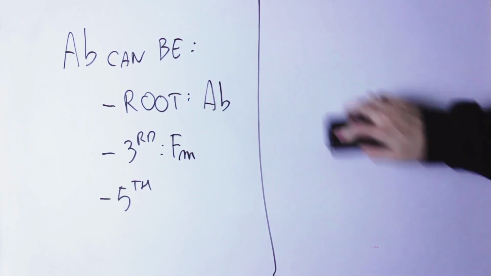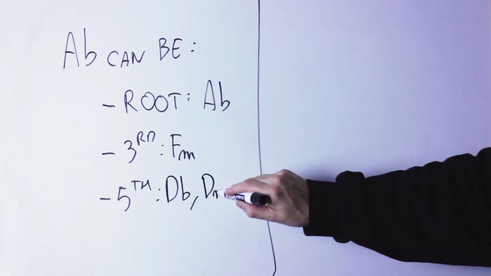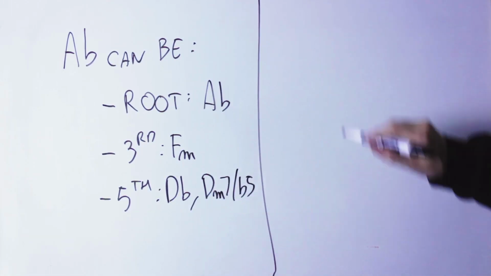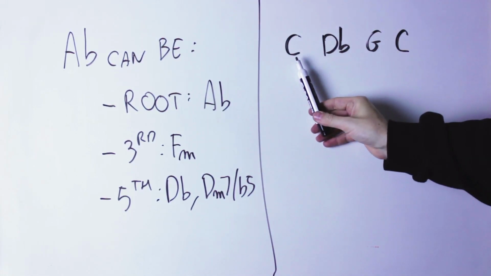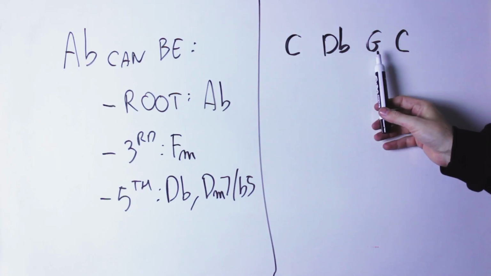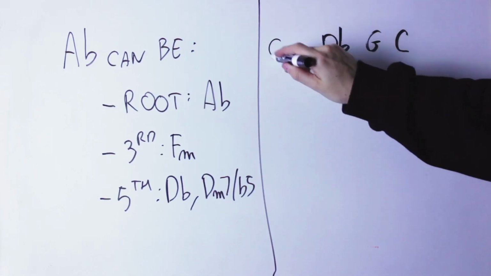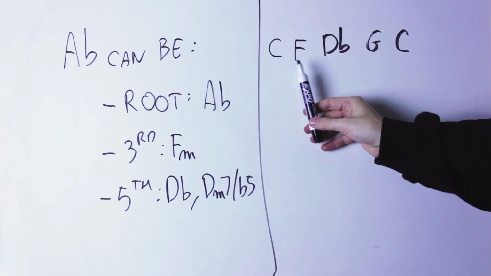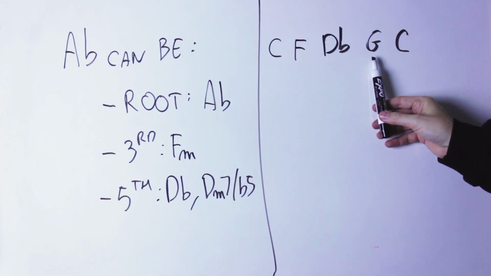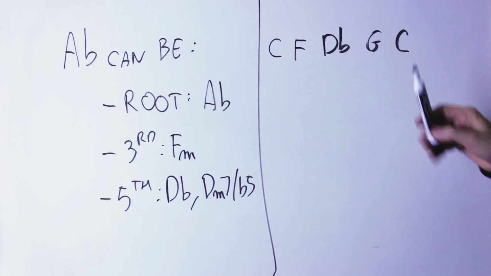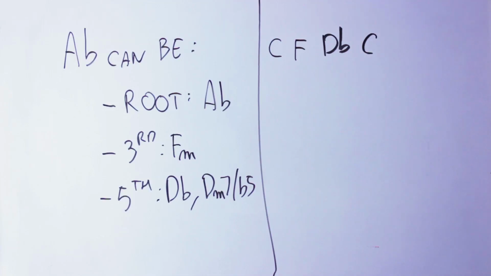A flat can also be the fifth of a chord, and in this case we have two viable candidates. We have the D flat chord and the D minor 7 flat 5 chord. Here we play C, D flat major, G, C. C, F, D flat, G. And of course I can follow D flat directly with C. Here I play C, F, D flat, C.